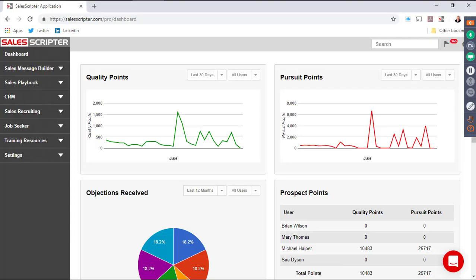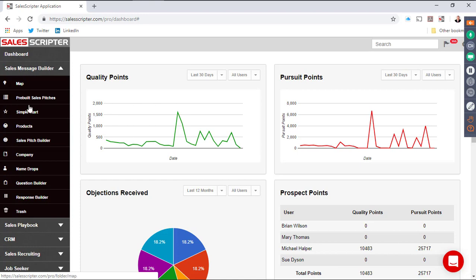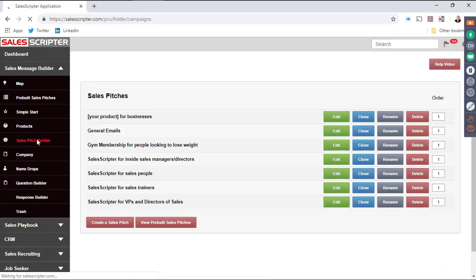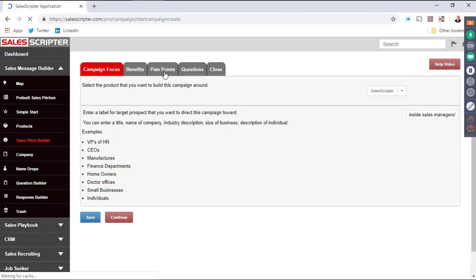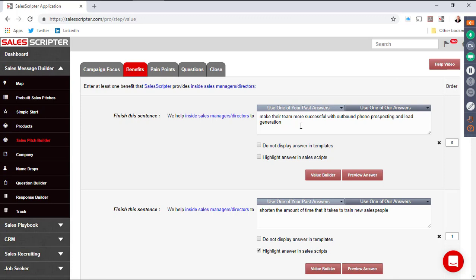I want to show you a little bit in Sales Scripter real quick how Sales Scripter can help you with those 3 things. So in Sales Scripter, there's a feature called the Sales Message Builder. And in the Sales Message Builder, there's an area called the Sales Pitch Builder. And in the Sales Pitch Builder, there is a step for coming up with benefits. Now, what Sales Scripter will do is provide you a place to put the value points that you think of.